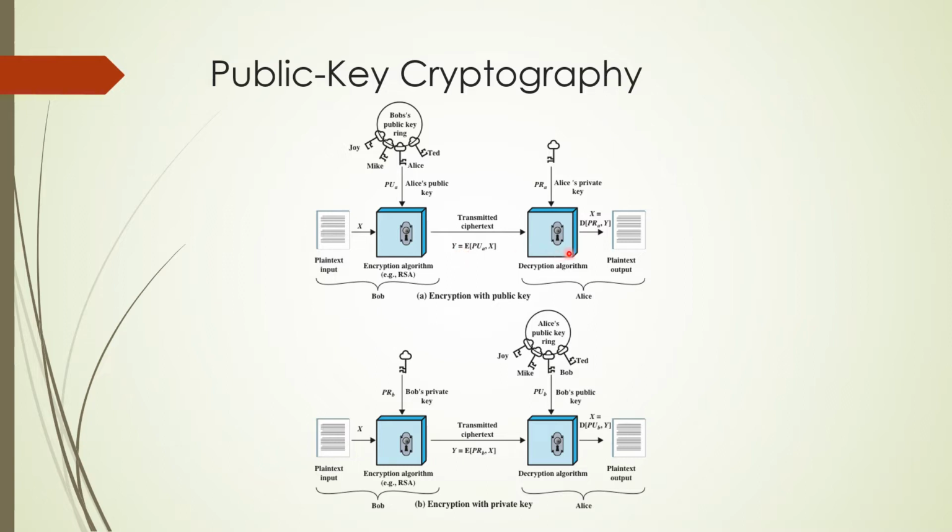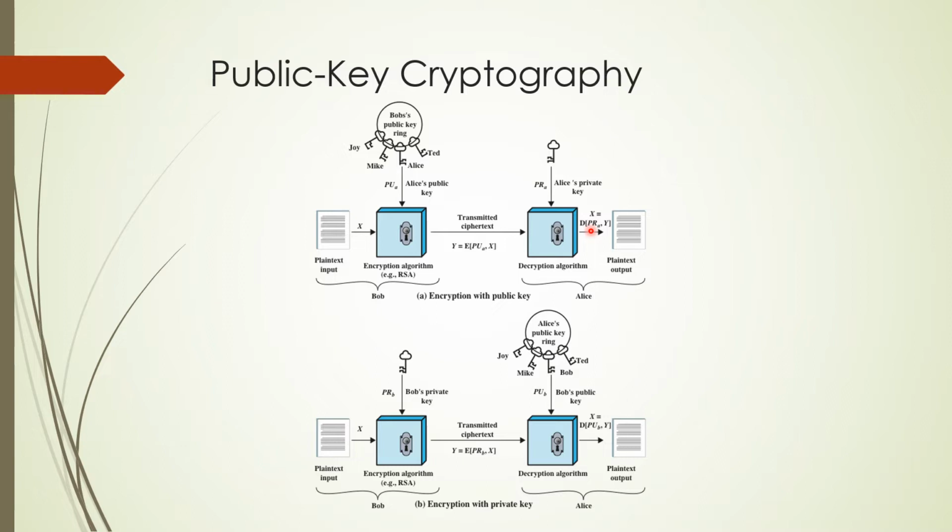When Alice receives Y, which is the ciphertext, she's going to apply her private key, which is PR sub A, on the ciphertext Y. Alice is going to run the decryption algorithm on the private key and Y to reconstruct the plain text X, right?